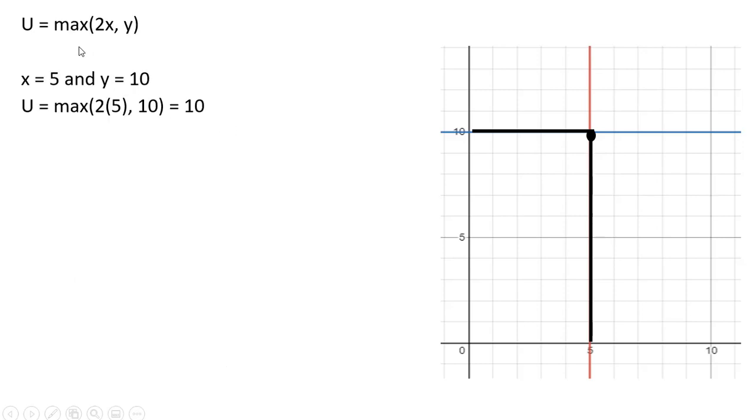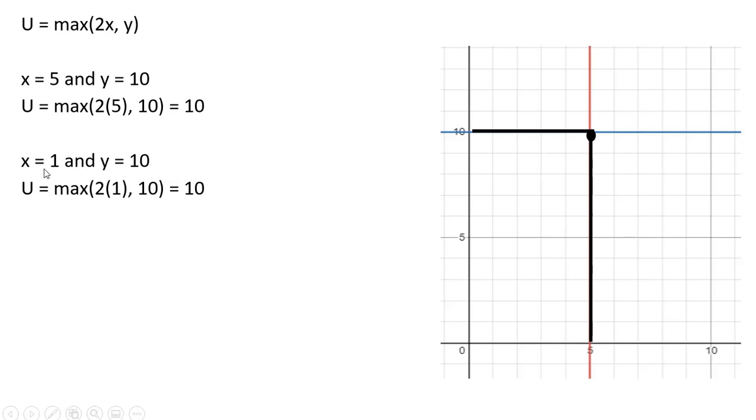So let's do some examples. Let's plug in x equals 5 and y equals 10 into the indifference curve. Again, that's where we have the intersection here, the kink of the indifference curve. And evaluating that, we see that utility is going to be the maximum of 10 or 10, or 10. So this is indeed 1 point on the indifference curve.